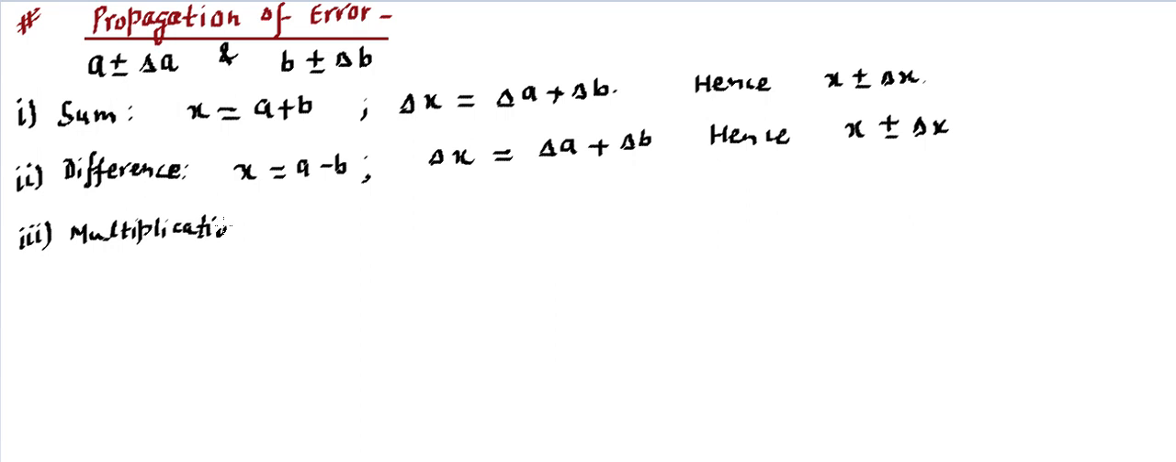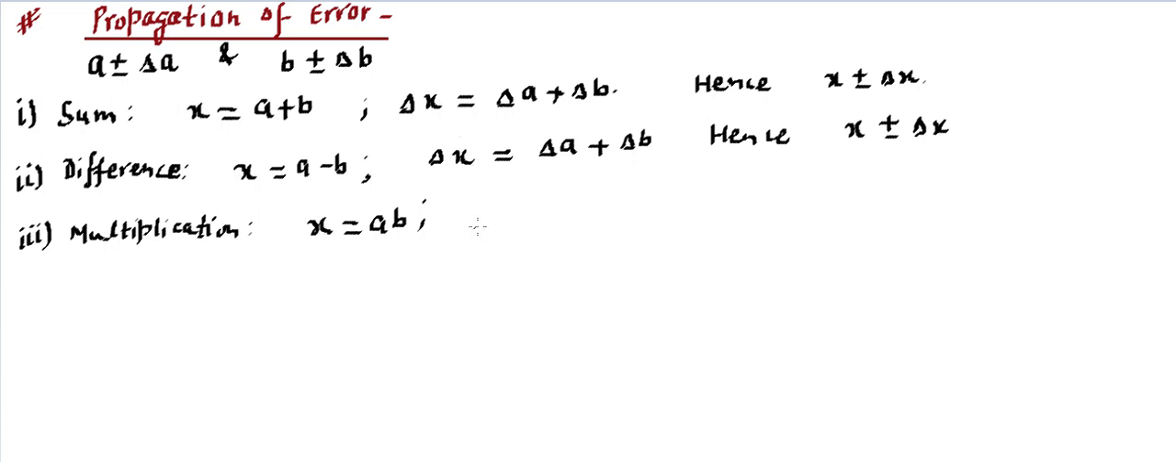So if we are multiplying these quantities together and then finding x, x will be equal to a into b. We will take this value of a, this value of b, put them here and multiply to get the value of x. So finding x is not difficult in either of the operations. Our focus is how to find delta x, that means the error in x.